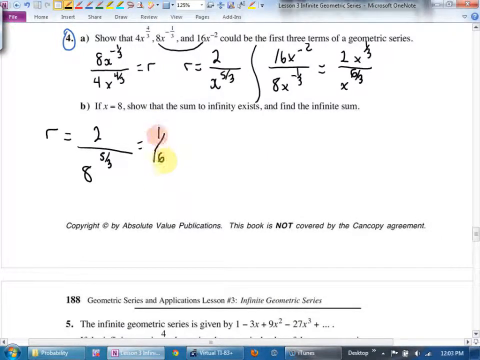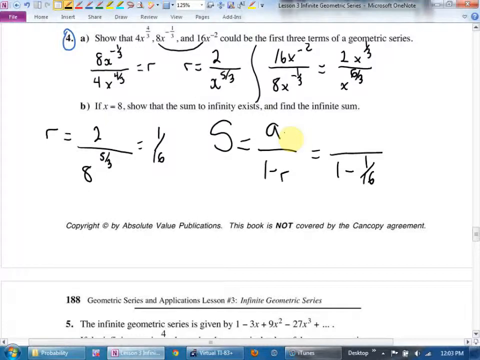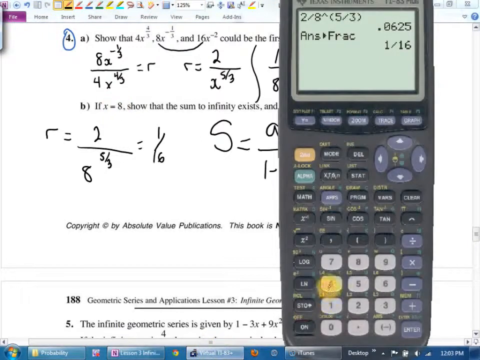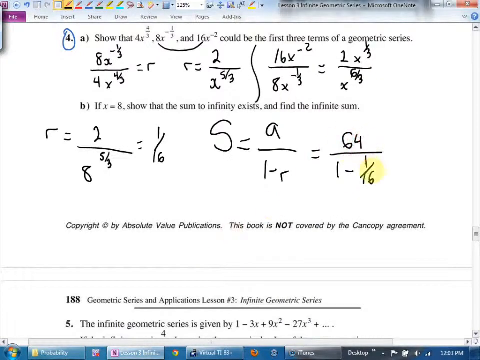Is that a fraction between negative 1 and positive 1? Does the sum to infinity exist then? Will this converge? Yes. Let's find it. Now, 1 minus r is going to be 1 minus 1 over 16. What's a? What's the first term? Just read it to me. But what did they say x was in this part b? Amy, what did they say x was? 8. Okay, so a is going to be 4 times 8 to the power of 4/3. Oh, a is 64. Can you take it from there? That's going to be the infinite sum.